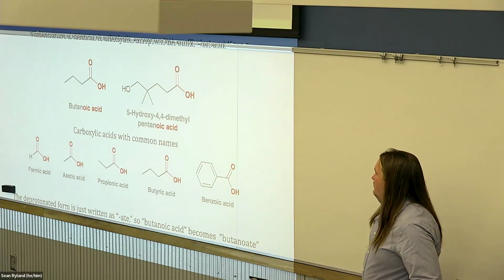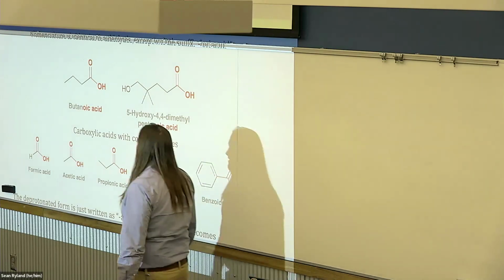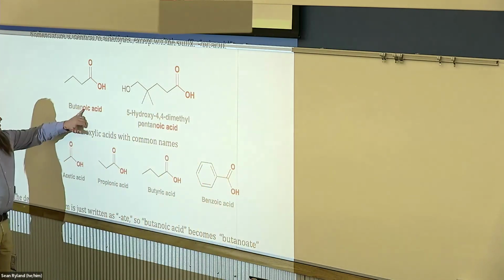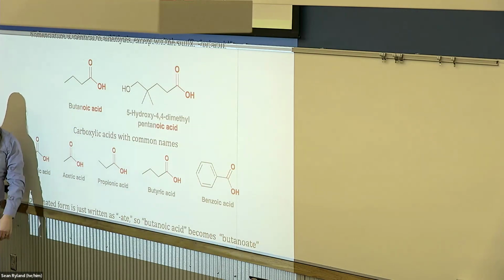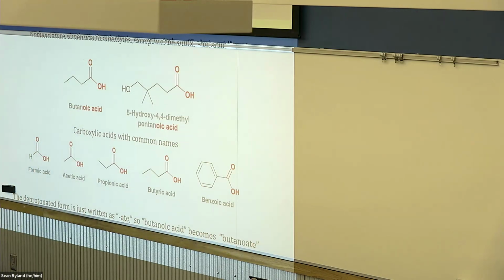Naming these, we've danced around it before, but officially, you drop the E, name it like it's an alkane, drop the E and put oic acid. So very similar to aldehydes, where you drop the E and add al. In this case, you drop the E and add oic acid. And that's going to take the highest priority.